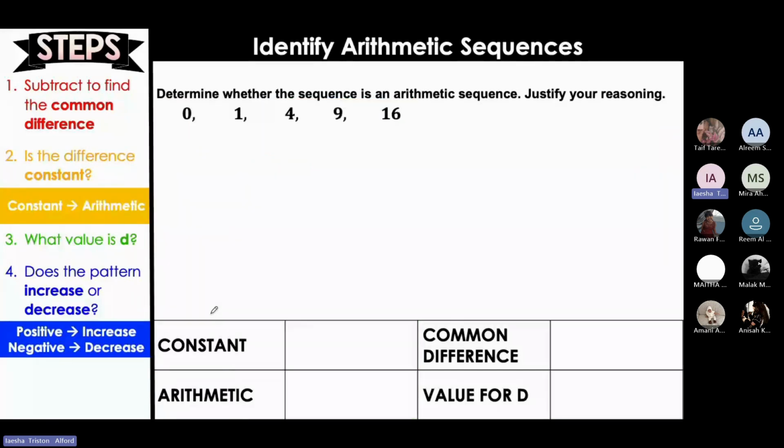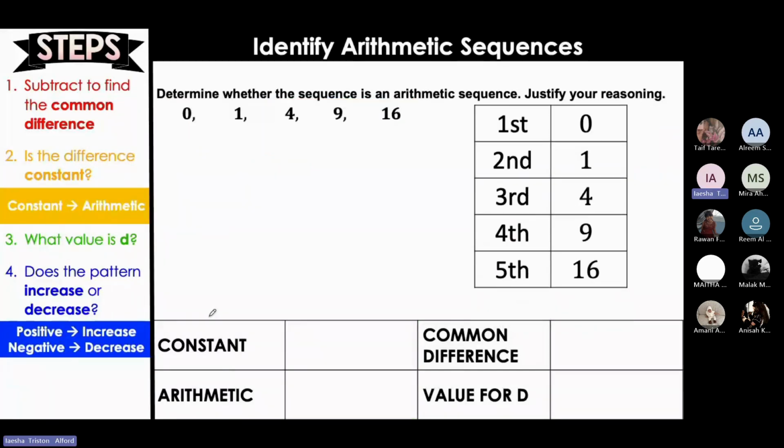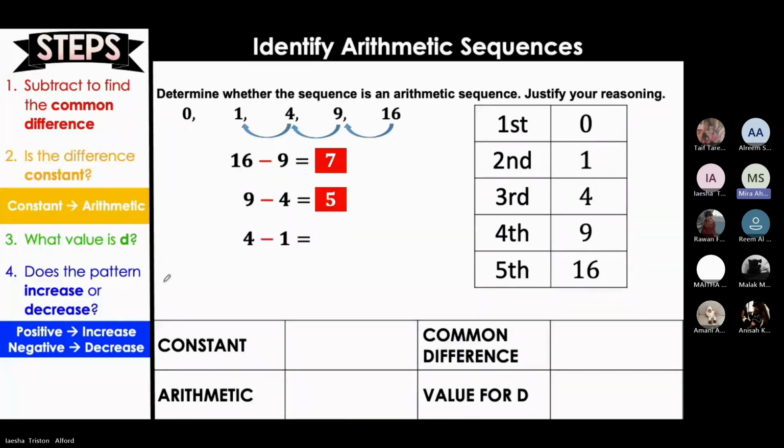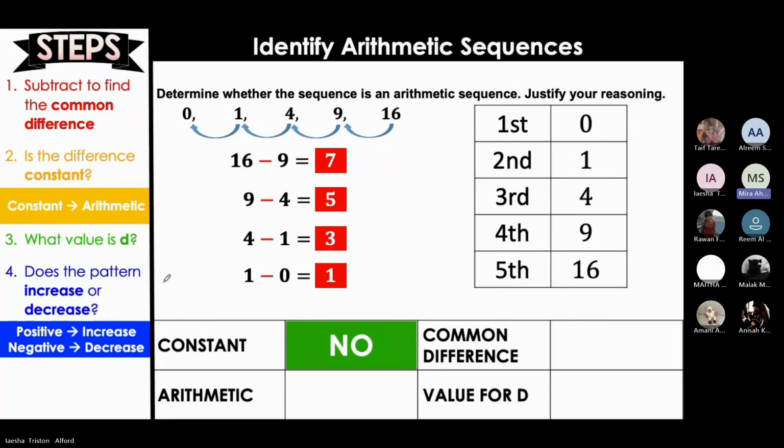Try another one. Make the table. I will do 16 minus 9, subtract, equal positive 7. Then 9 subtract 4 equal positive 5. Then 4 subtract 1 equal positive 3. And then 1 subtract 0 equal positive 1. It is not constant. Not constant, and it is not arithmetic.